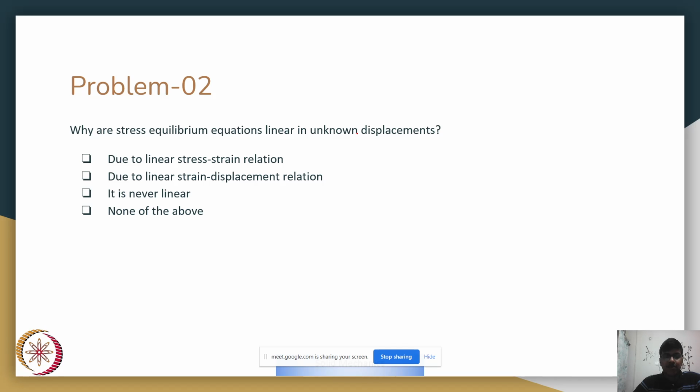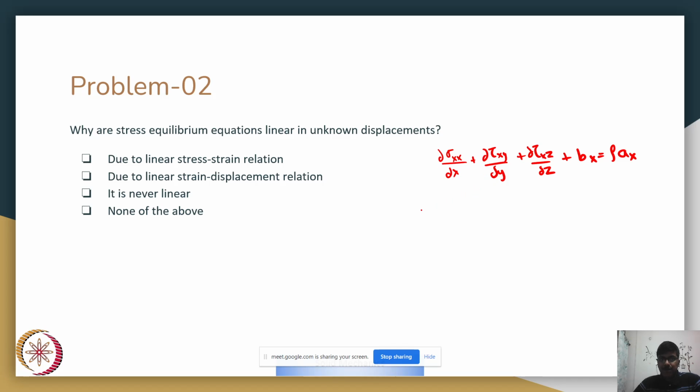Problem number 2. Why are stress equilibrium equations linear in unknown displacements? So as I mentioned earlier, stress equilibrium equations should look something like dou sigma xx by dou x plus dou tau xy by dou y plus dou tau xz by dou z plus bx equal to rho x. This is how the stress equilibrium equation would look.